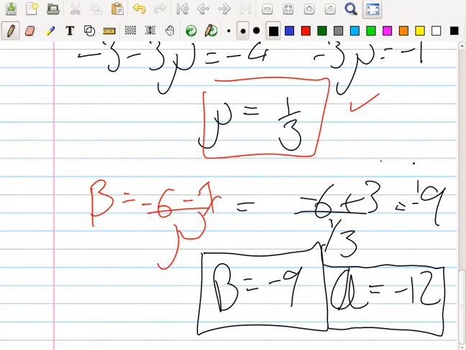Okay, so the question is find the lambda, the mu, the a and the b, and now we've done that. And then the last one is show that the point P with that position lies on L1. That's the last part. 5 minus 1 minus 8. Yeah, which is the P, 5 minus 1 minus 8.